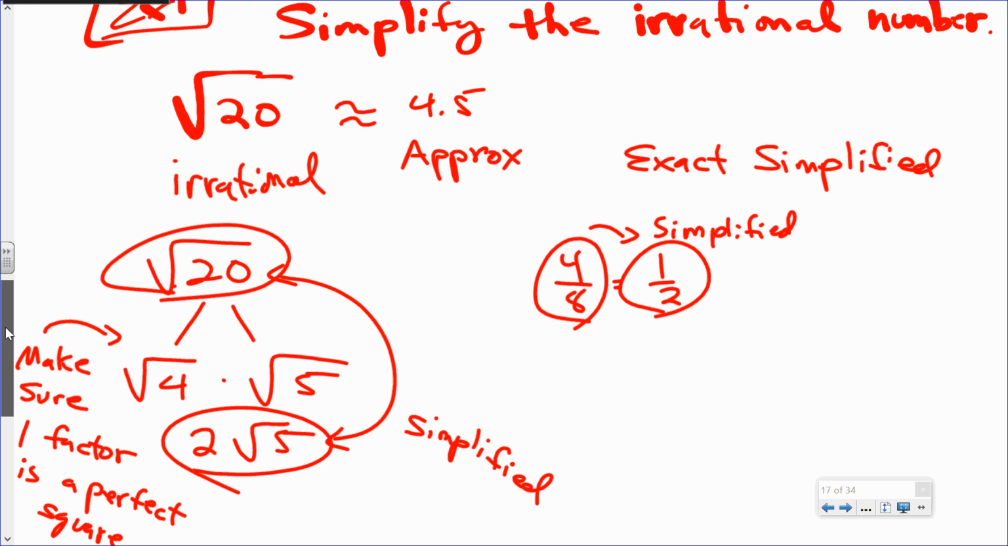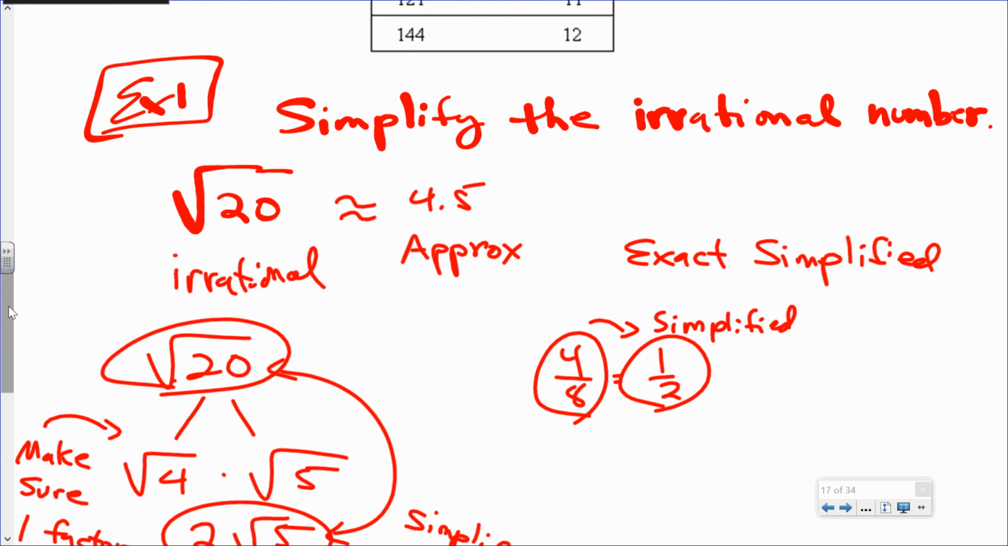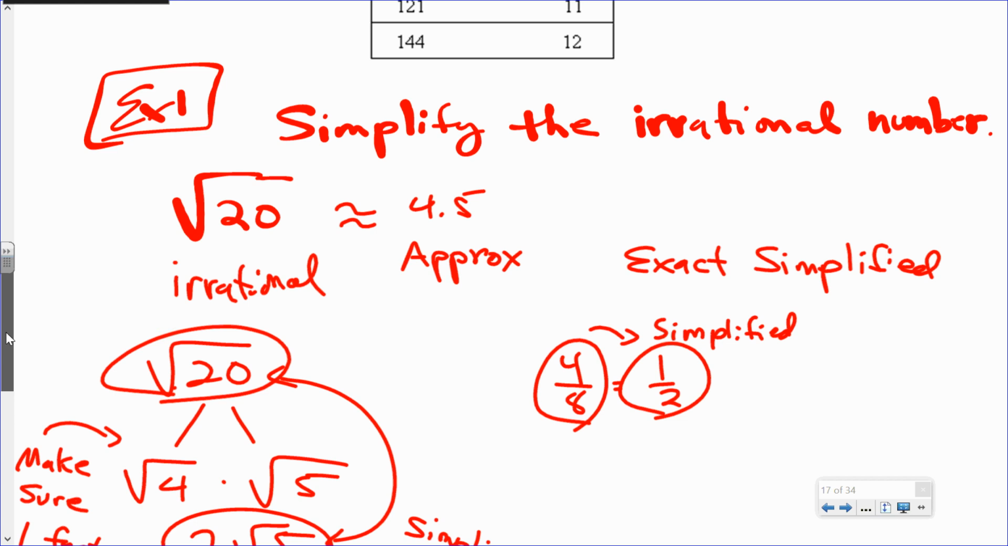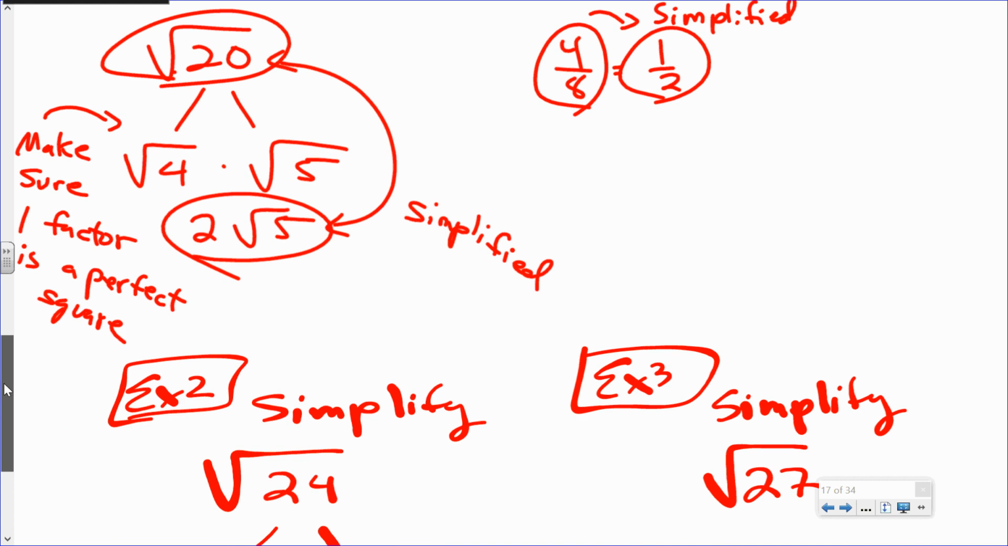By the way, up here, I forgot to put the exact. On example 1, the exact was 2 rad 5. So here's the irrational number approximate, the exact simplified is 2 rad 5, just so you know. That was example 1. Coming back over here.